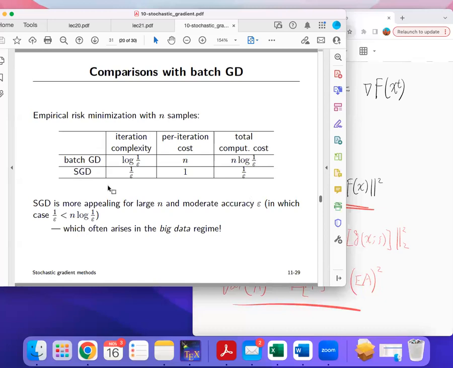But for SGD, the picture is very different. First of all, the iteration complexity, the convergence rate, is much slower. It is just a 1/t convergence rate. That means the iteration complexity is 1/epsilon. So this complexity is much bigger compared to the log 1/epsilon complexity, because epsilon is a very small number. It corresponds to the desired optimization accuracy.